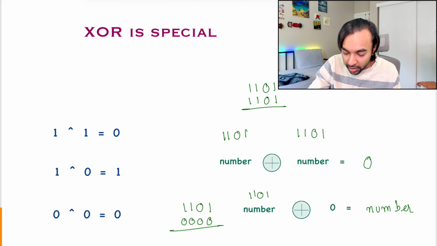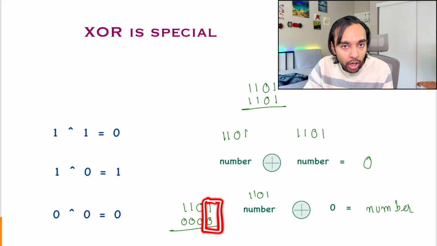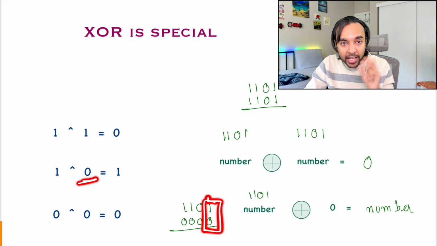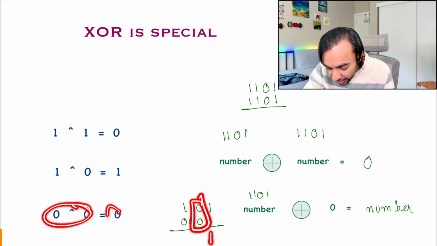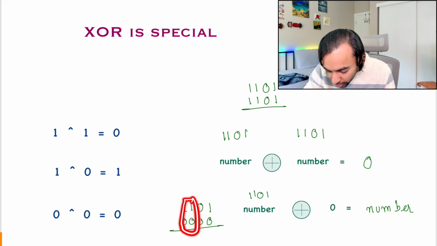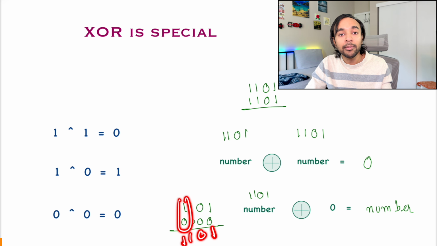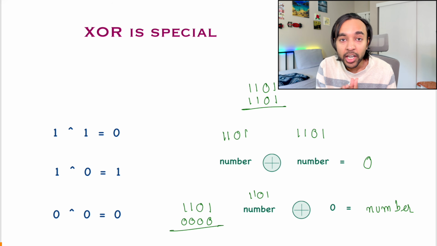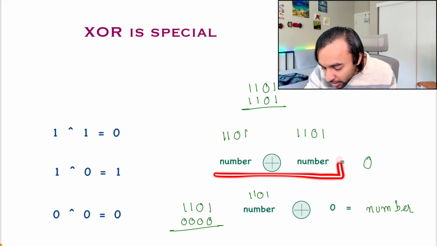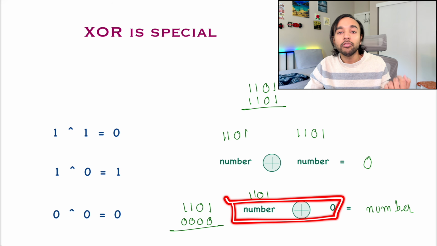So what is happening over here? If I take each of these columns, for every column I am XORing it with 0. When I do 1 XOR 0, I get a 1. If I do a 0 XOR 0, I get a 0. Then I do 1 XOR 0, that is 1 again. And then 1 XOR 0, that is 1 again. So in the end, what did I get? I got my same number back. So these two properties of XOR are very, very important. Any number when XORed with itself will give you a 0, and any number when XORed with 0 will give you the number itself.